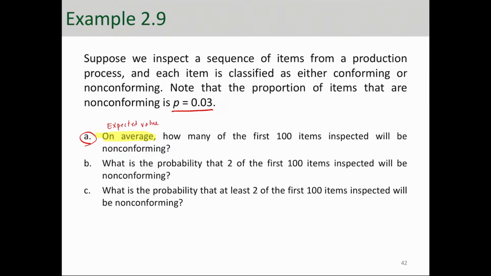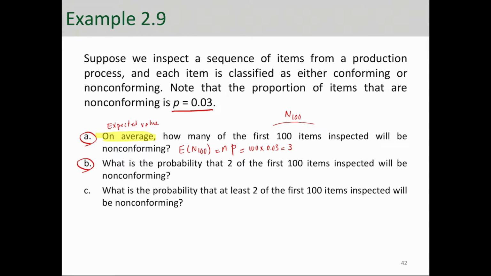What is the random variable? It says first 100 items. So that means the random variable is N100. And we want to know what is the expected value of N100, which means how many items are we expecting to be non-conforming in the first 100 trials. That is equal to n times p, so 100 times 3%, 3 items.